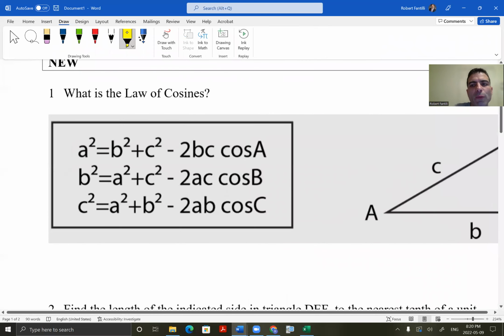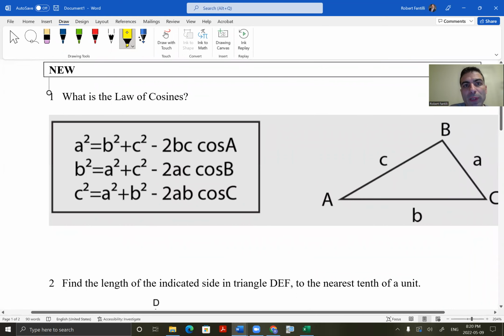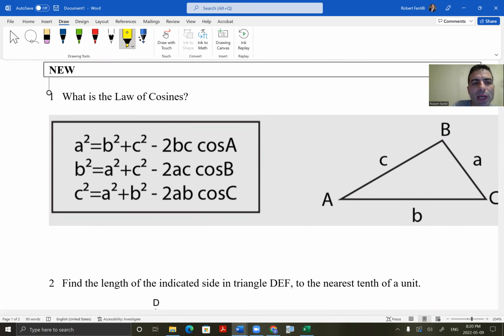I've written it three different ways here, right? Remember that uppercase letters are the vertices and lowercase letters are the corresponding side lengths. But look at this. It's really the Pythagorean theorem, right? If I highlight this, this is really c squared equal a squared plus b squared. But then we have this portion at the end, this minus 2ab cos c. So the one way I like to describe it is the Pythagorean theorem with an adjustment, okay? It's because we're not necessarily dealing with right triangles, but the Pythagorean theorem does deal with right triangles.